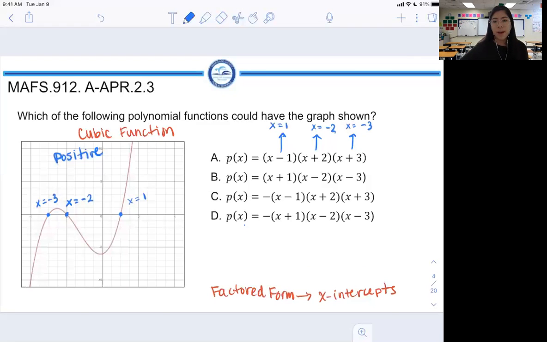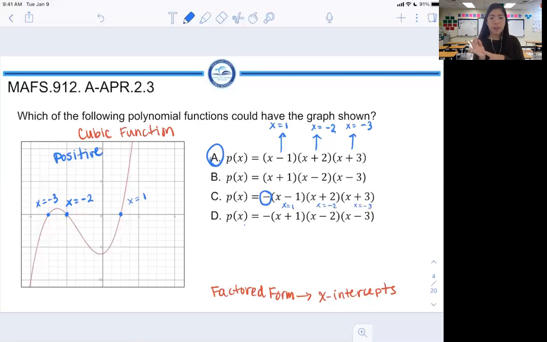Which of these other options has the right x-intercepts but goes the opposite way? Good, C. C has all the right x-intercepts. This one's x equals 1, x equals negative 2, and x equals negative 3. Those were all correct. However, C had that negative in the front, which tells me that this is a negative function. But I was looking for the positive one. So those are the two things you look for.